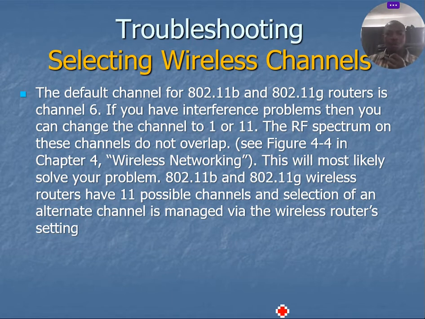This will most likely solve any problem that is coming from your wireless channels. So once you have a problem with channel 6, you can switch to 1 or 11, so that your problem could be solved. Your 802.11b and g wireless router has 11 possible channels, so you can switch to any of them. Selection of an alternate channel is managed via the wireless router settings. Now let's move on quickly.